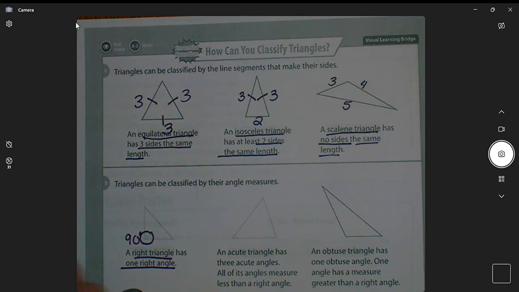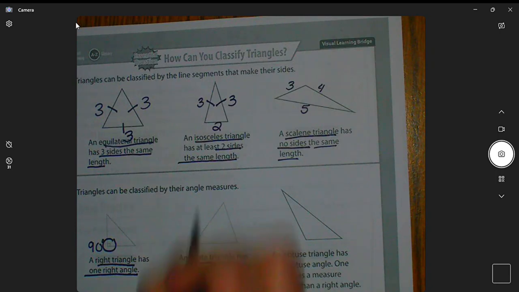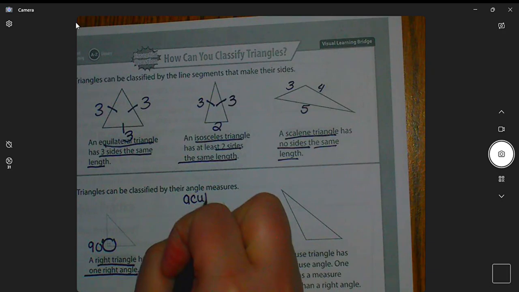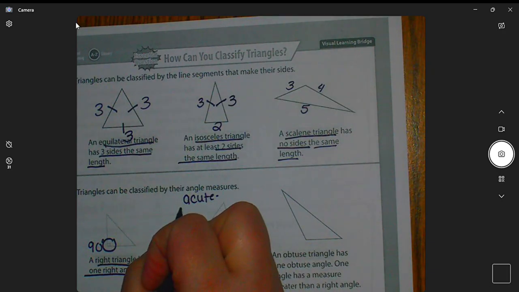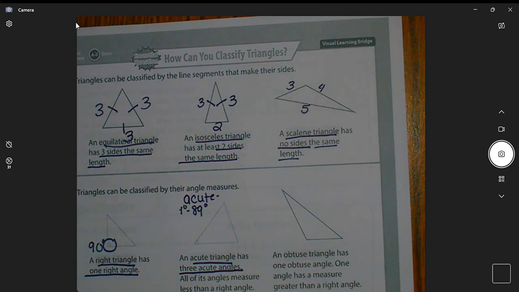An acute triangle, because it's so cute, has 3 acute angles. So if it's acute, the angles go from 1 degree to 89 degrees. So it can look almost like a right triangle. But if it's not exactly 90, and I don't have the tattletale telling me, it's not going to be right. It's going to be acute, because it's little.